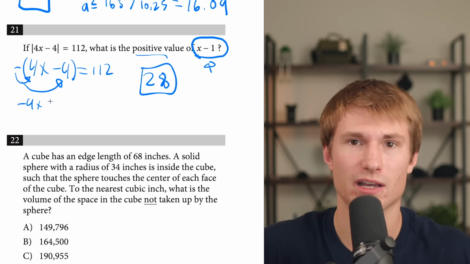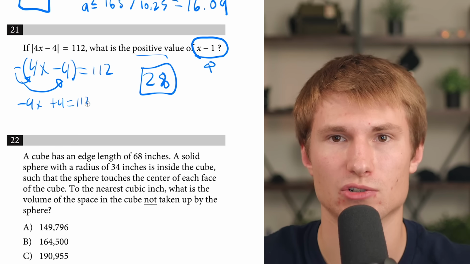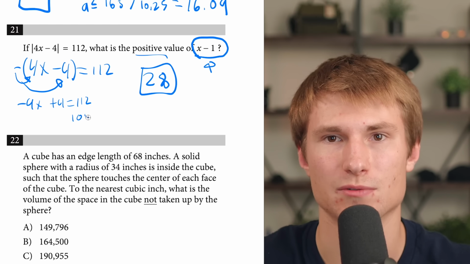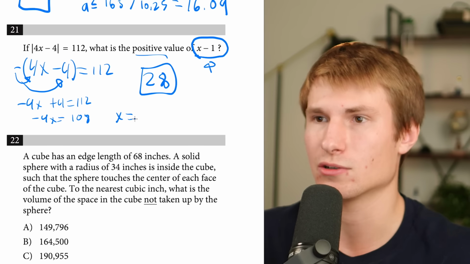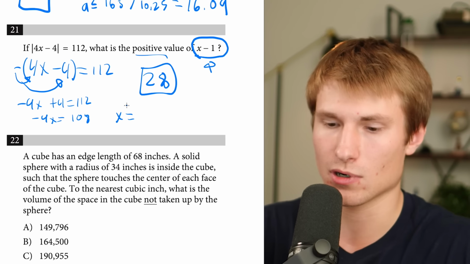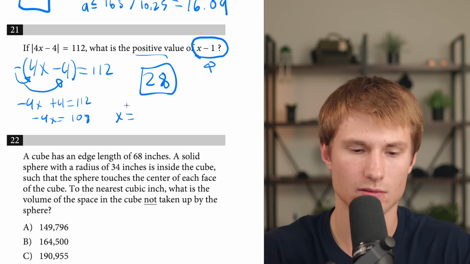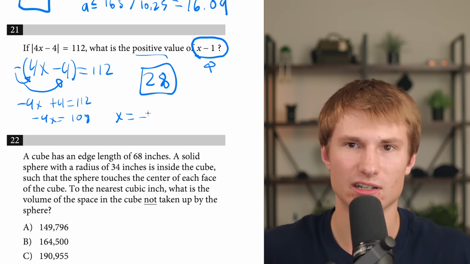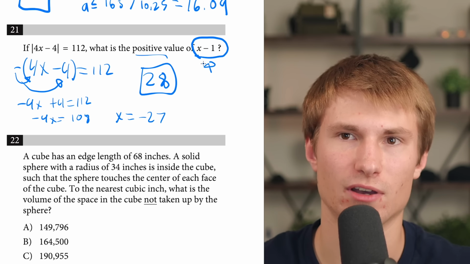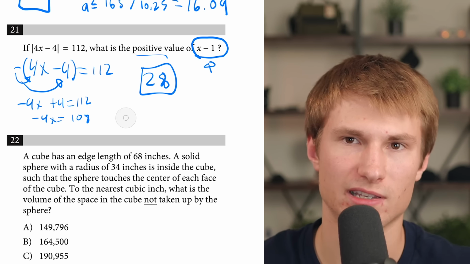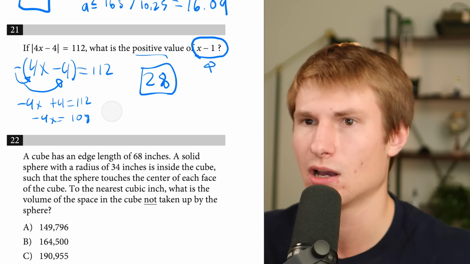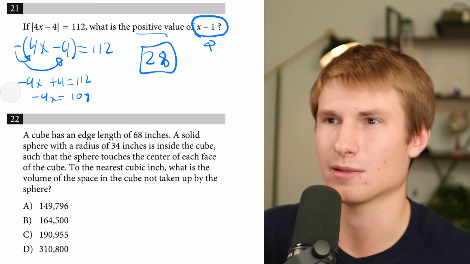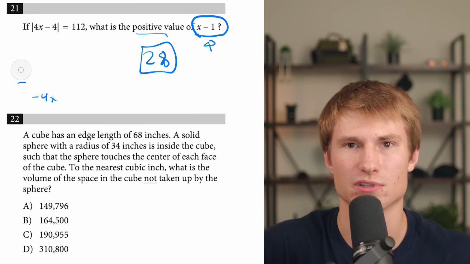Then we'd have negative 4x plus 4 is equal to 12. We'd go ahead and subtract 4 from both sides. We'd get 8 is equal to negative 4x. Then from there, we would get that x is equal to 8 divided by negative 4, which would give us negative 27. And as you can see, that would give us a value of negative 28, which can't be correct because it has to be the positive value. But anyways, I just want to show you that absolute value because we hadn't covered that yet on this test. That being said, let me go ahead and erase this so that no one is confused later on.